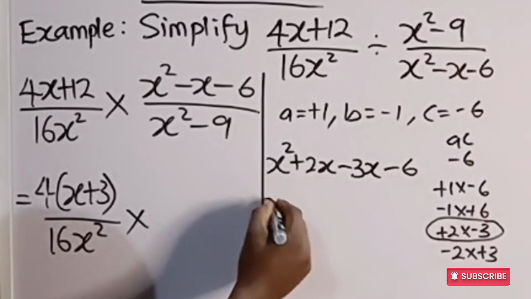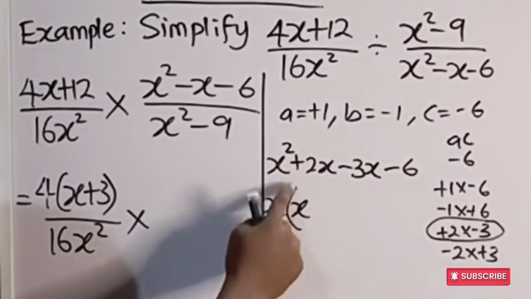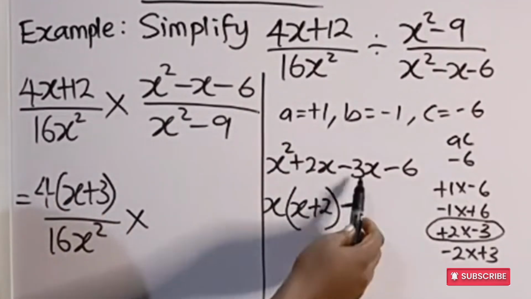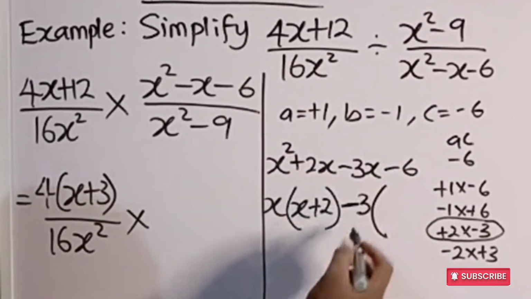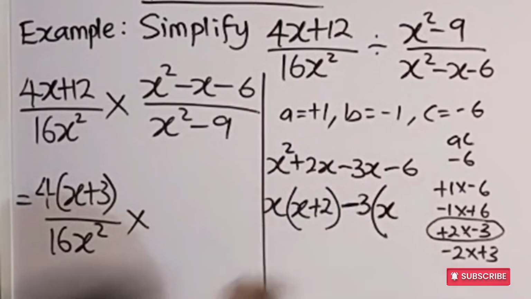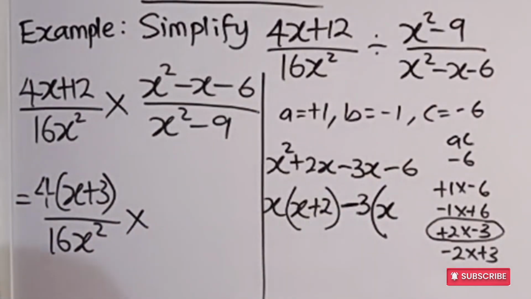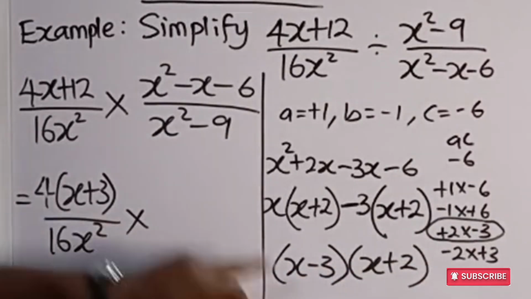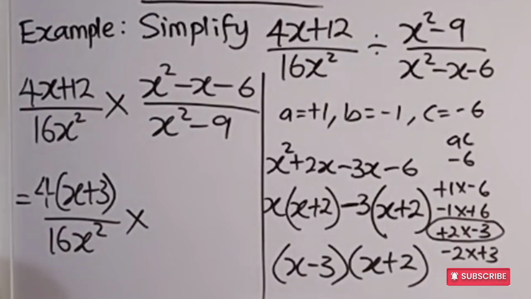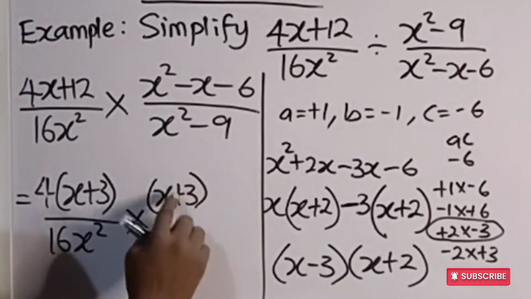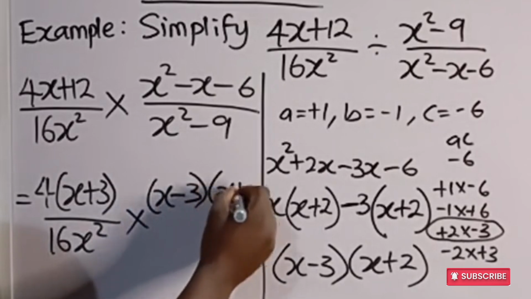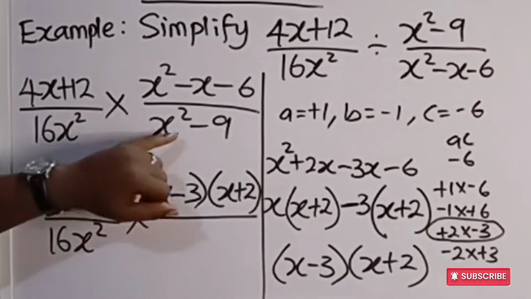So factorizing these two, x is common. x squared divided by x gives us x, plus 2x divided by x gives us plus 2. We bring the minus sign down. 3x and 6, what is common is minus 3, bracket, minus 3x divided by minus 3 will give us x, and then minus 6 divided by minus 3 will give us plus 2. Okay? So at the end of the day, we have (x minus 3) into (x plus 2). So we're going to replace this with this. (x minus 3) into (x plus 2) divided by, we're going to factorize this also, okay?